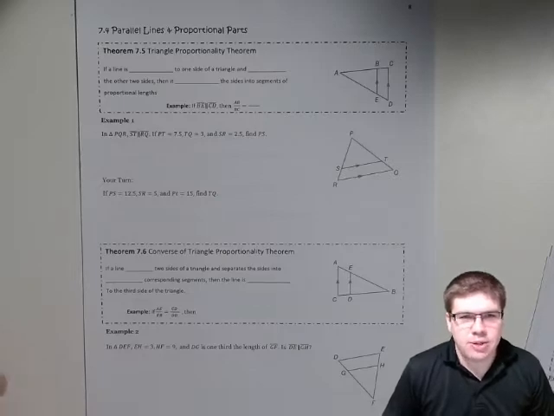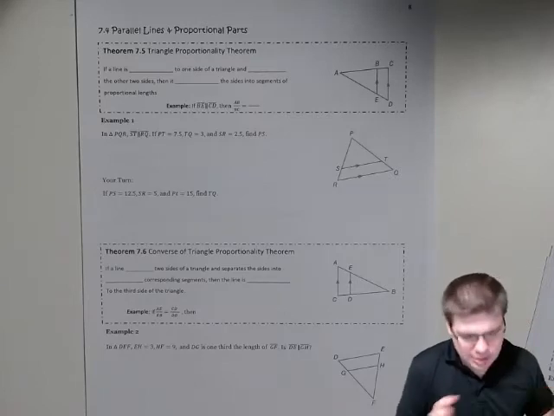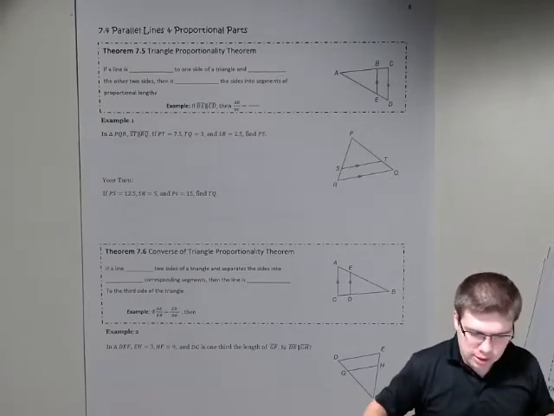Hey Geometry, so today we're going to get into 7.4, parallel lines and proportional parts, so staying kind of within triangle similarity, some more properties and things that we observe within these.